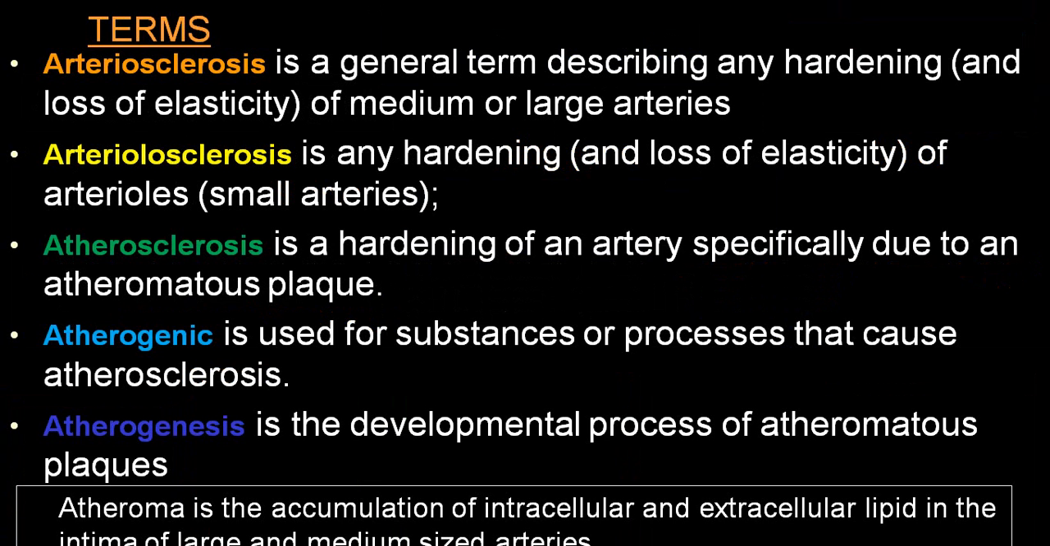So we have different terms called arteriosclerosis and arteriolosclerosis. Arteriosclerosis is involvement of the medium size to large size artery, and the commonest cause of that is atherosclerosis, while arteriolosclerosis is hardening of small size arteries. Atherosclerosis is because of the atheromatous plaque. Atherogenic substances are the substances or processes which cause atherosclerosis, and the development process of atheromatous plaque is called atherogenesis. Atheroma is accumulation of intracellular or extracellular lipids below the intima, in large size and medium size arteries.